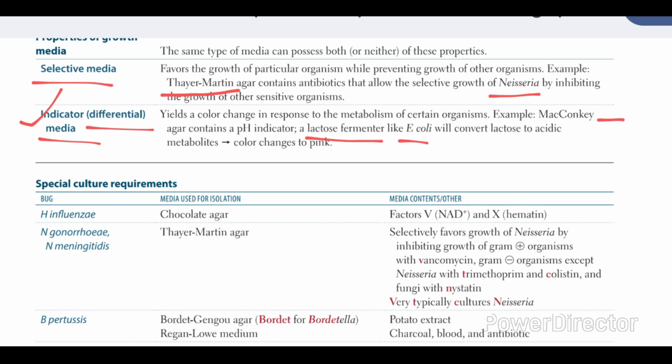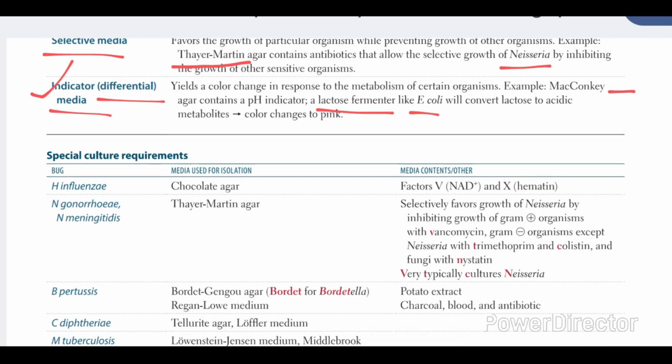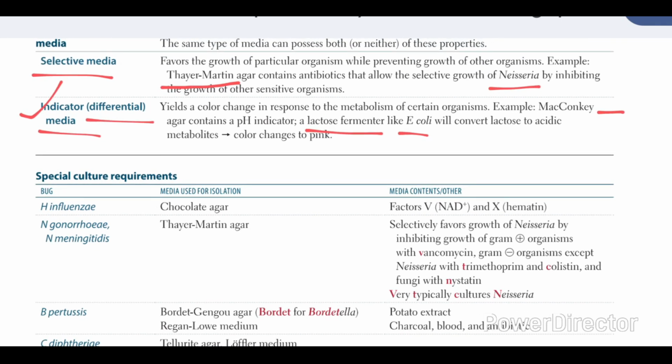Other organisms which produce pink colonies in the MacConkey agar include Serratia, and then we have some fast lactose fermenters such as Klebsiella alongside E. coli. So differential media gives a range of organisms that bear some particular characteristics such as lactose fermentation, whereas selective media is, as the name suggests, selective for one type of bacteria only.